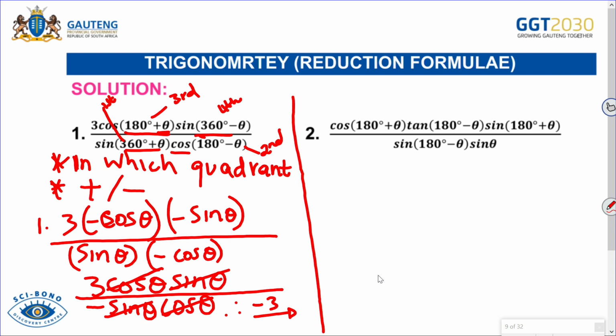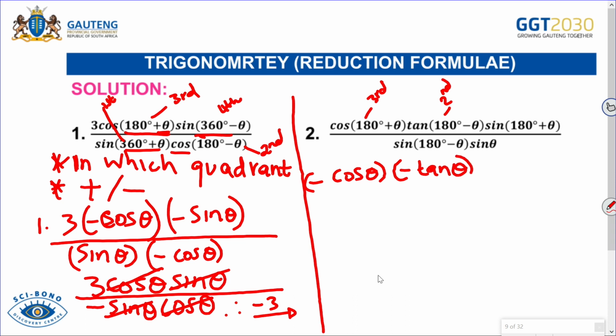You've got 180 degrees plus theta. We said 180 degrees plus theta is in the third quadrant, right? And in the third quadrant, cos is going to be negative. So you'll get negative cos theta. And then you've got 180 minus theta. Let me write it nicely. 180 minus theta is in the second quadrant. So in the second quadrant, obviously, we said tan is going to be negative. So you say it's tan theta.